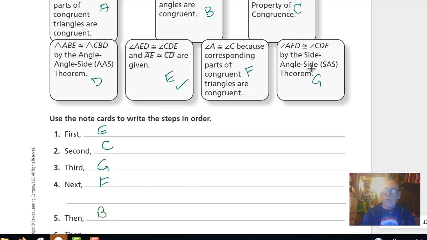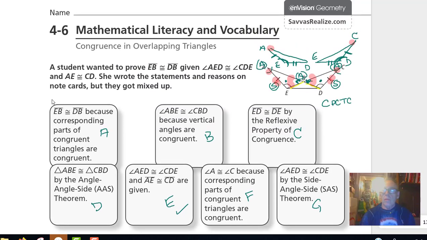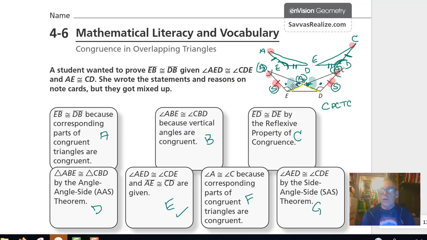So B brings those two angles congruent because of vertical angles. And once these are congruent, we have an angle side pattern that proves these two smaller triangles are congruent. So AEB is congruent to CDB by angle side. So D is going to be our next step.